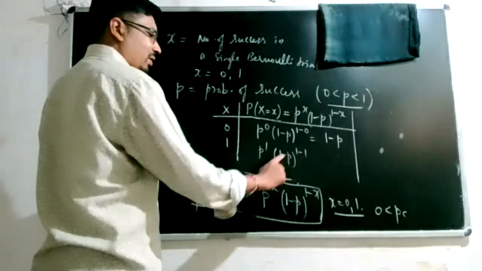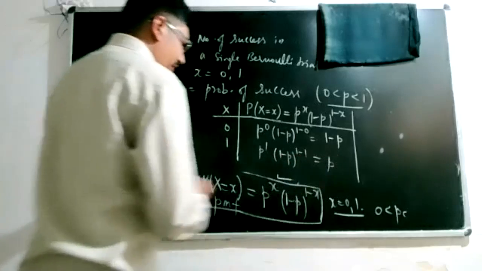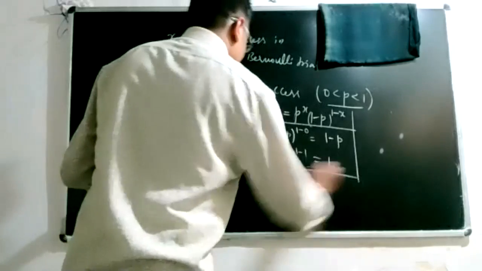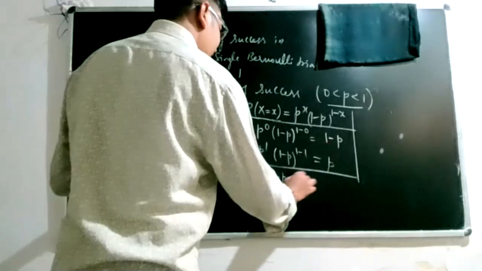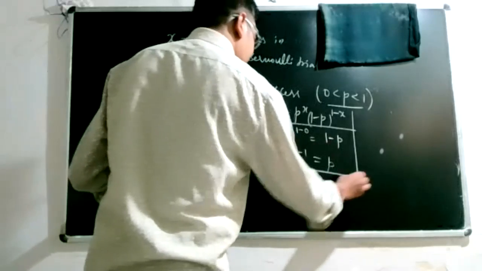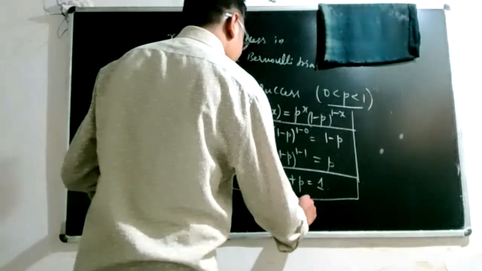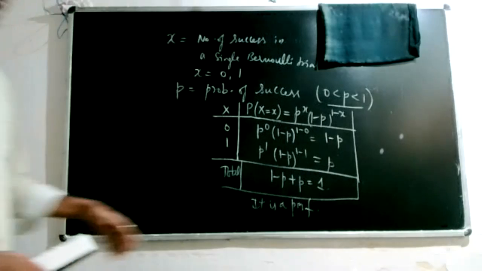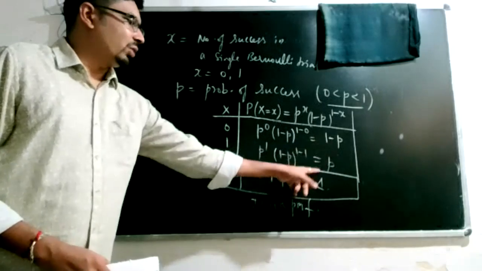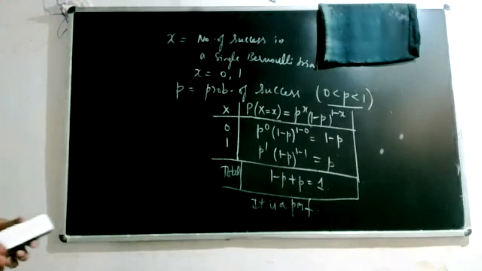1 minus 1 is 0. 1 minus P power 0 is 1, so just left with P. And if you look into the total probability, you have 1 minus P plus P, which is equal to 1. Therefore, it is a PMF. So we call any probability distribution a PMF if the total probability across all possible values of X is equal to this.